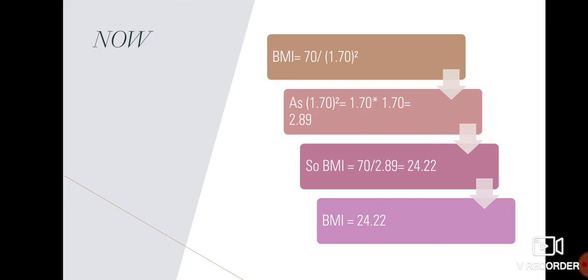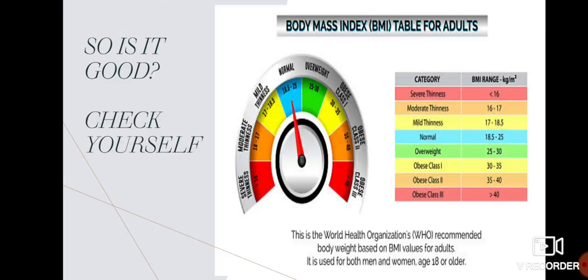Now we will check whether this BMI is in the normal category or whether it has any other category related to it. As you can see in the chart, a BMI between 18.5 to 25 is normal, and if it crosses 25 and is between 25 to 30, it falls in the category of overweight, and after that obese class 1, 2 and 3. And 17 to 18.5 shows mild thinness, moderate thinness is 16 to 17, and below 16 it is severe thinness.